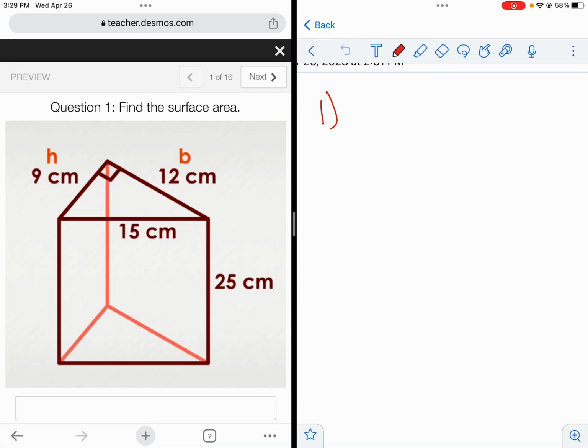All right, geometry. Here's quickly the Desmos activity answers. I'm going over them. Some people seem to want that, so I'm going to go ahead and do that. This is a triangular prism, so the triangles are our bases.